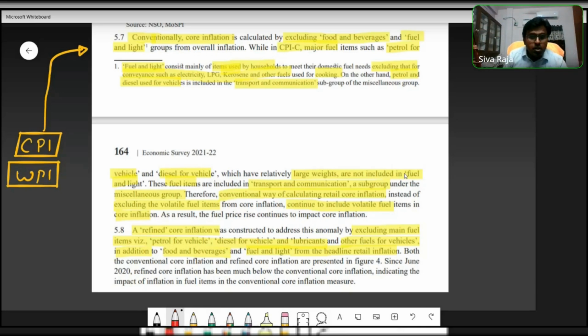In retail inflation, there is something called core inflation. What is that core inflation? In retail inflation, you subtract food and beverages and fuel from the whole thing. This is what is called the core inflation. Why is it called core inflation? Because they want to measure things which are not transitory, that is, it does not change immediately.